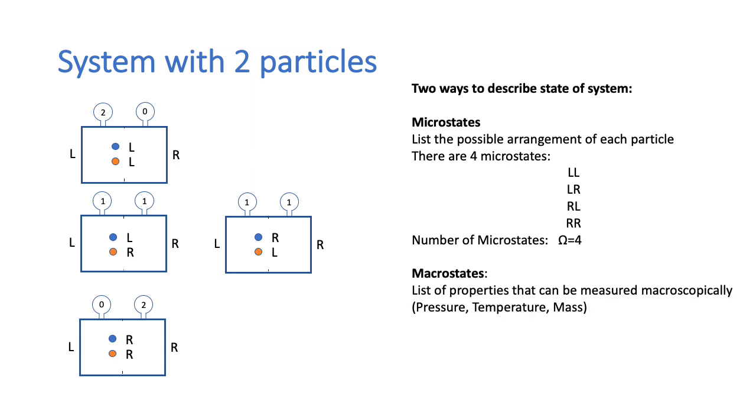Now there's a second way to describe this, and this is what is known as the macrostate. So a macrostate is described by a list of properties that can be measured macroscopically. Pressure, temperature, mass are all macroscopic properties. In this example, we are measuring the pressures. So there could be 3 possible macrostates, where we have PL equal to 2, PR equal to 0; PL equal to 1, PR equal to 1; PL equal to 0 and PR equal to 2. So note that we have 4 microstates, but we have only 3 macrostates, because one of the macrostates, PL equal to 1, PR equal to 1, has 2 microstates that correspond to it.